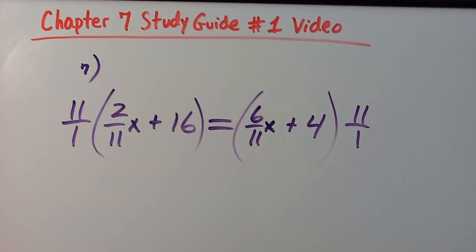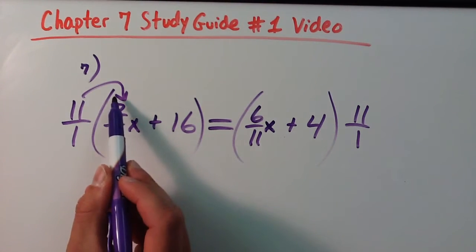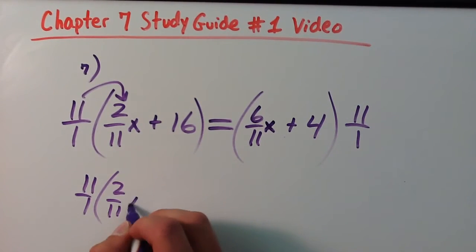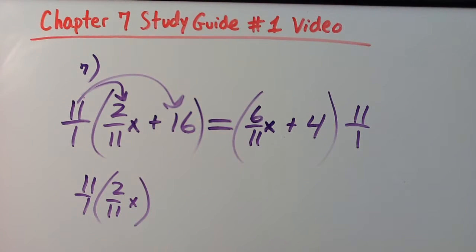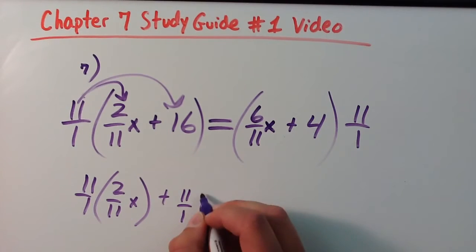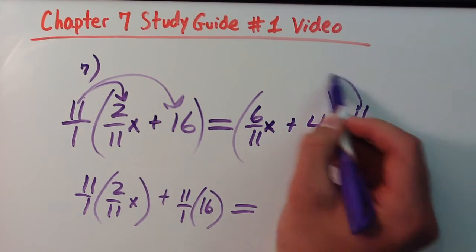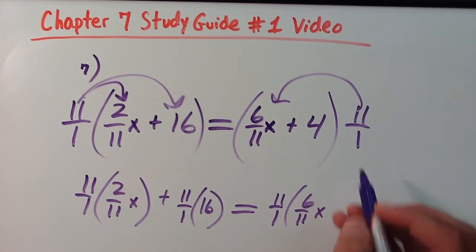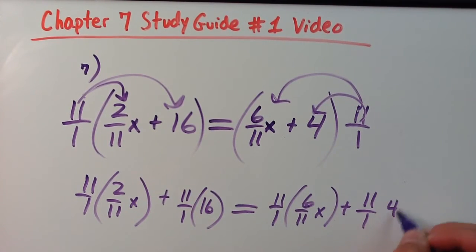Now, because I have parentheses, I need to eliminate them by the distributive property. So 11 times 2/11x. See how I use my rainbow? 11 over 1 times 2/11x. Then I have 11 times 16, 11 over 1 times 16. Bring the equal sign straight down. I distribute here too: 11 over 1 times 6/11x, and then 11 times 4, 11 over 1 times 4.